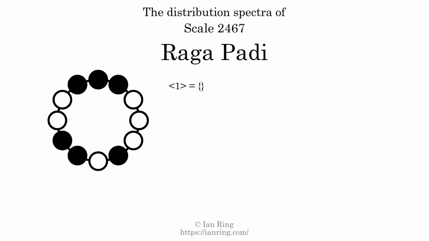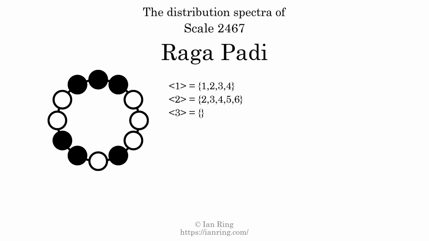The generic interval of one scale step comes in 4 different specific interval sizes: 1 semitone, 2 semitones, 3 semitones, and 4 semitones. The spectrum width of this generic interval is the highest, 4, minus the lowest, 1, which equals 3. The generic interval of 2 scale steps comes in 5 different specific interval sizes: 2 semitones, 3 semitones, 4 semitones, 5 semitones, and 6 semitones. The spectrum width of this generic interval is 4.